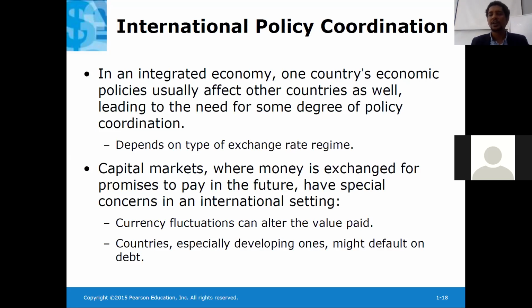Okay, and as I've said, usually investors take very much care when they trade with developing countries, because the exchange rate fluctuations might affect their return on their investment.